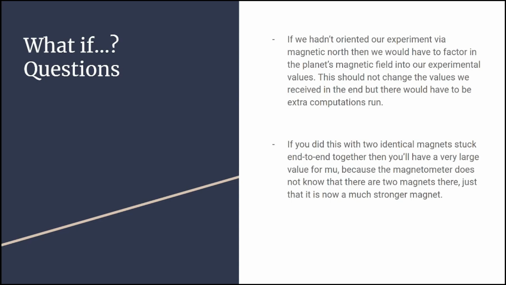And if we lined up two identical magnets together and stuck them end to end, the magnetometer won't really know that it's two magnets. It'll just register it as one very strong magnet. But some of our math might not line up because then we're reaching into a territory where the observed distance away from the magnet isn't much greater than the length of the magnet itself.